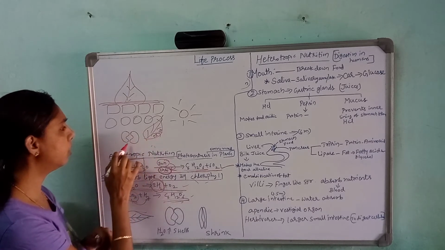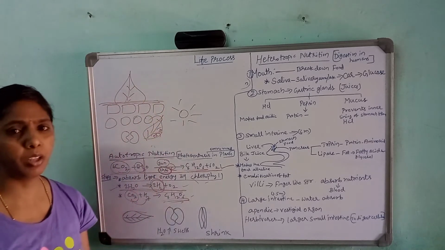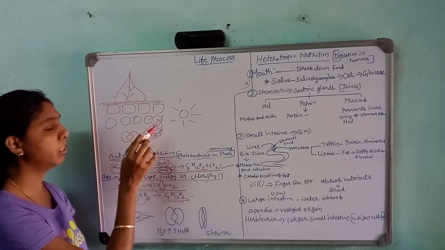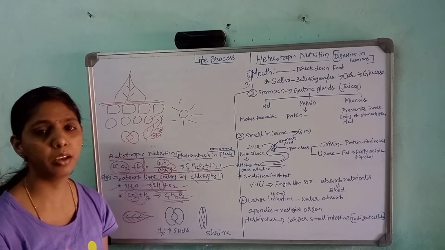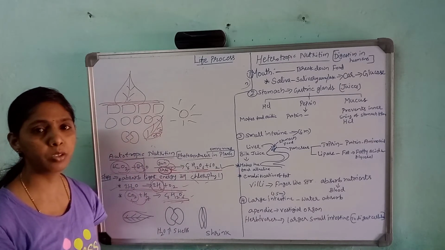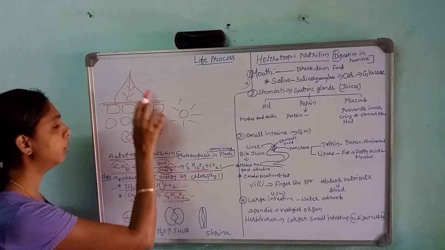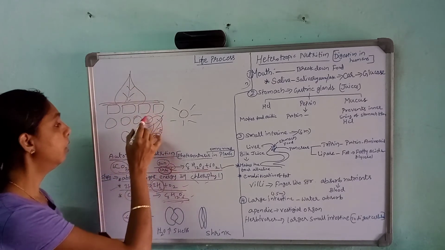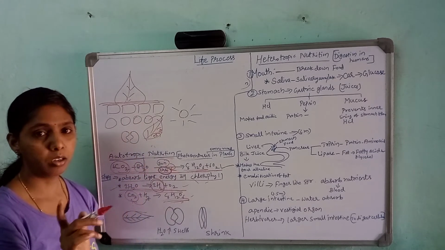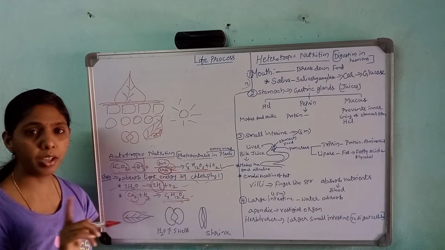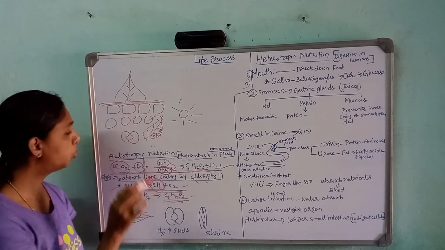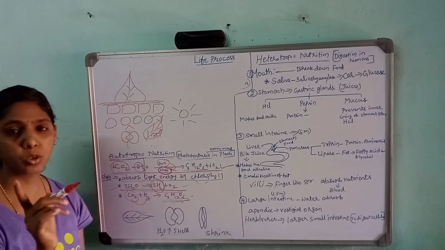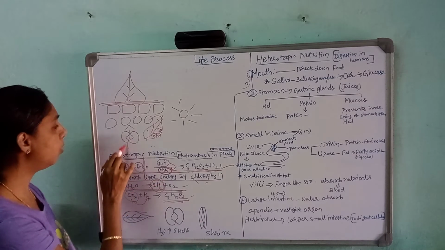See here, if you take the cross section of the leaf, we can find stomata here and there. Many stomatal pores are there. So what is the function of the stomata? If the leaf has excess of air, excess of water, then it will be thrown out through the stomata. Or for photosynthesis, what does it require? It requires carbon dioxide. So through the stomatal pore, carbon dioxide will go in.